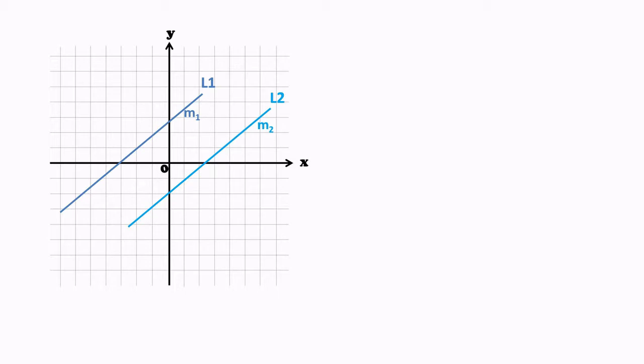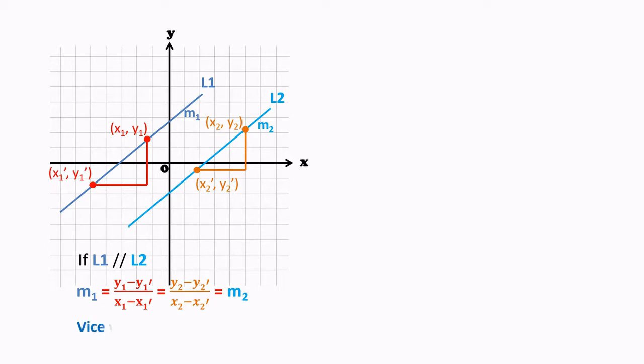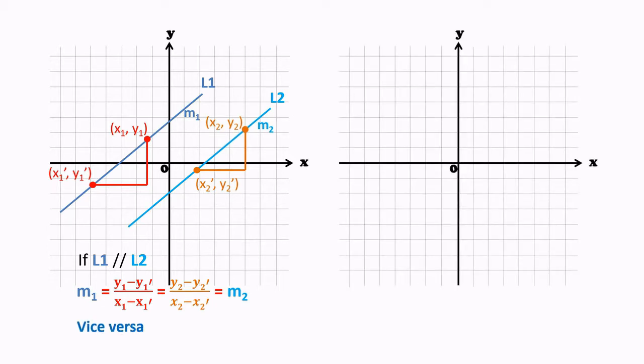Line 1 has a slope of m1 and line 2 has a slope of m2. If line 1 and line 2 are parallel, m1 is equal to m2 and vice versa. If m1 and m2 are found to be equal, we can tell that line 1 is parallel to line 2.